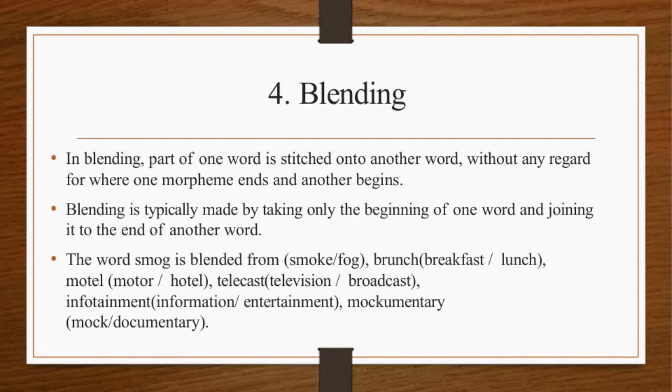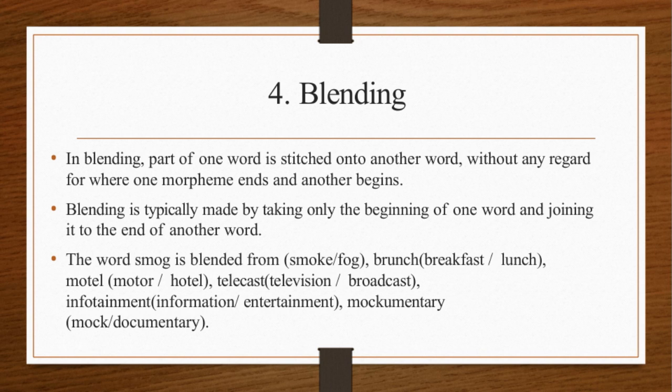So, let's talk about blending. Essentially, blending happens when parts of two words are stitched together, but without paying attention to where one morpheme ends and the next begins. It's like a sort of linguistic mashup. Usually, this involves taking just the beginning of one word and joining it to the end of another, creating a new word altogether. For example, take the word smog.